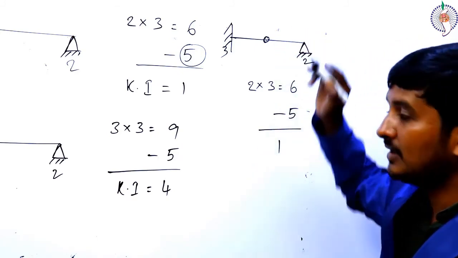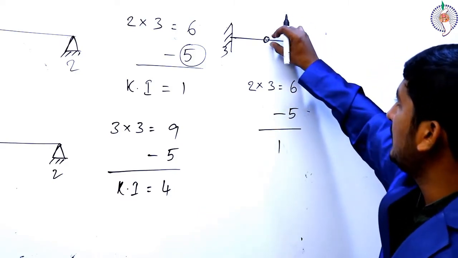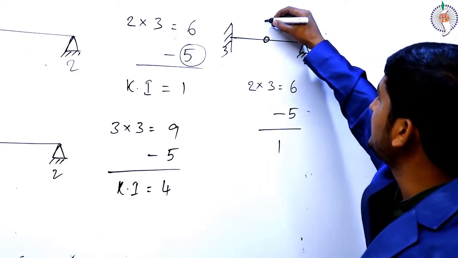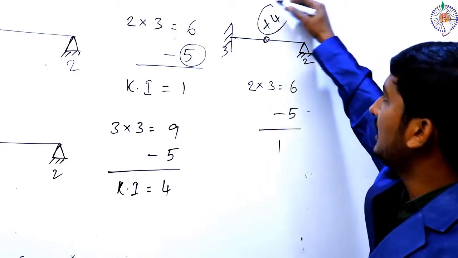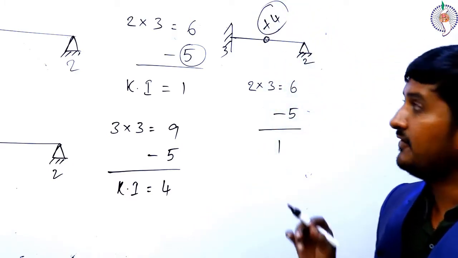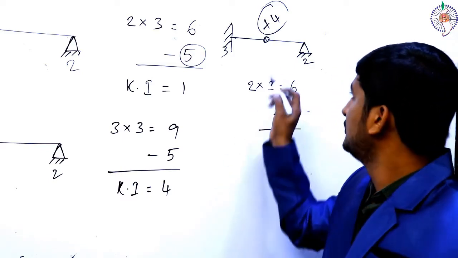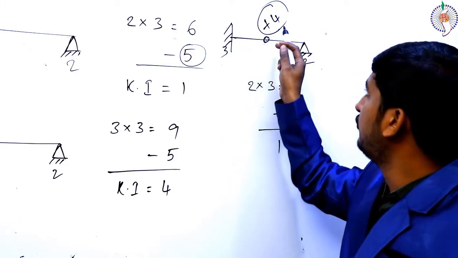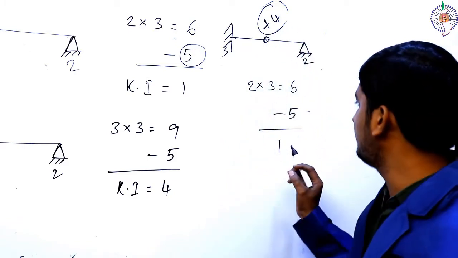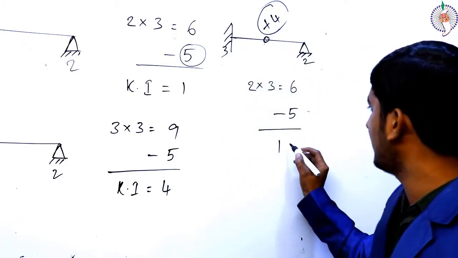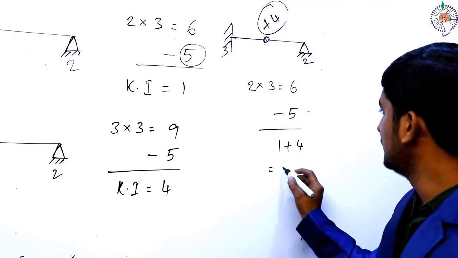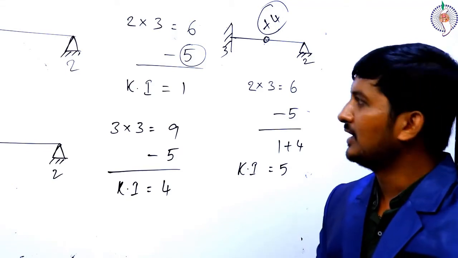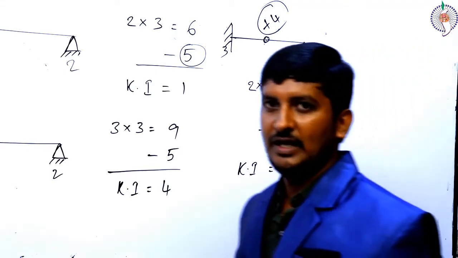What about this internal hinge? This internal hinge offers 4 additional degrees of freedom. Please remember, be alert, that if an internal hinge occurs joining 2 members, 4 degrees of additional freedom will be added. Okay, right. Let me add this. So, total degrees of freedom is 5. Right, students? I want to tell you one more thing.